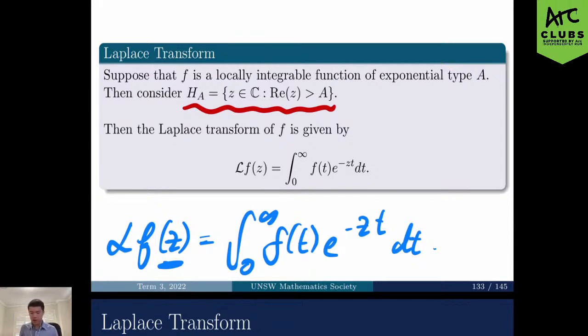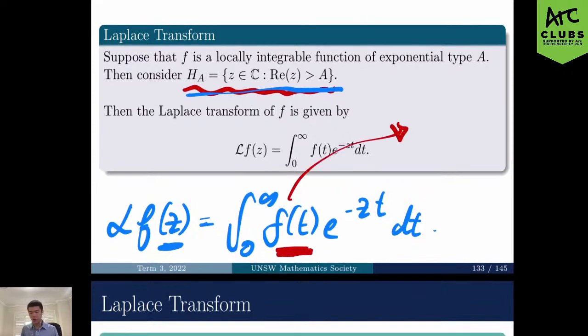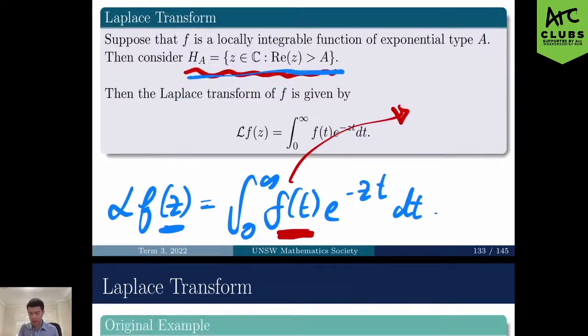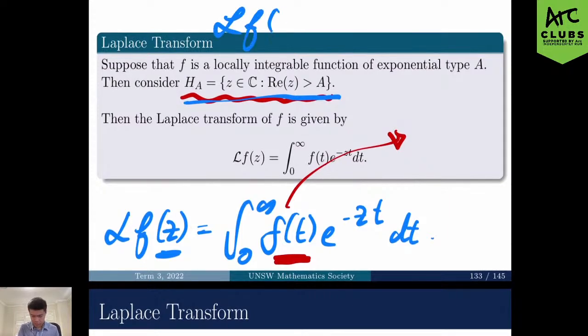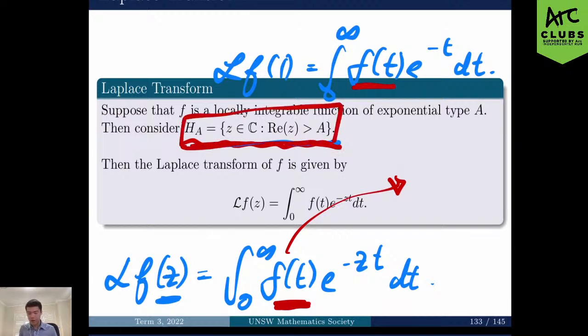The reason why we needed this condition is because think about what will happen if f(t) is not exponential of type A. It might grow very quickly. For example, if I take L f of 1, L f of 1 is equal to the integral of f(t) times e^(-t) dt. If this function is not exponential of type 1, it will grow more quickly than e^t, which means this integral will just diverge, which is not what we want. That's why we need the condition where the real part of z is greater than a, because then we can impose the condition where the Laplace transform is defined.